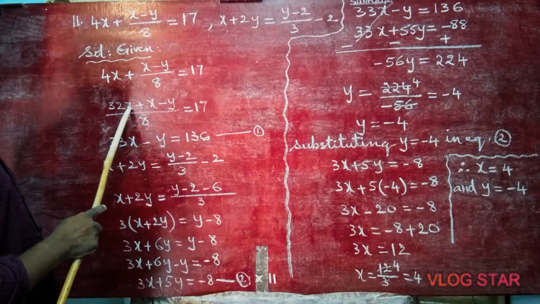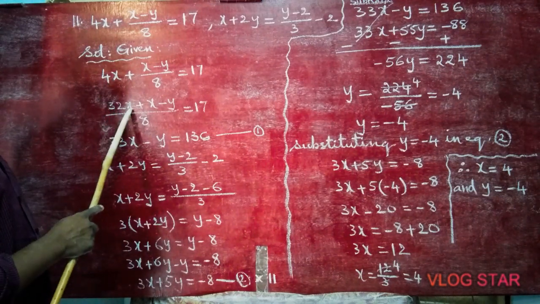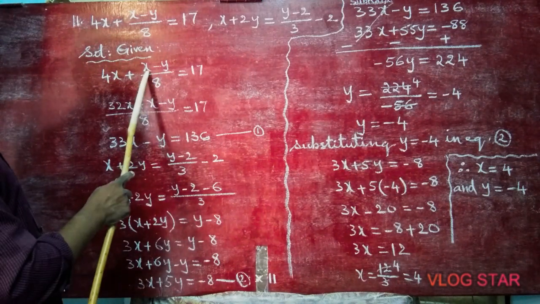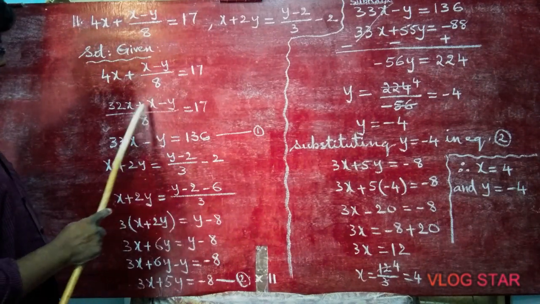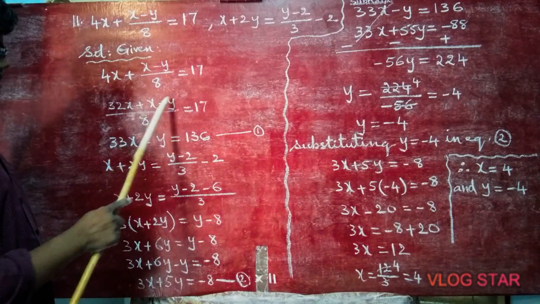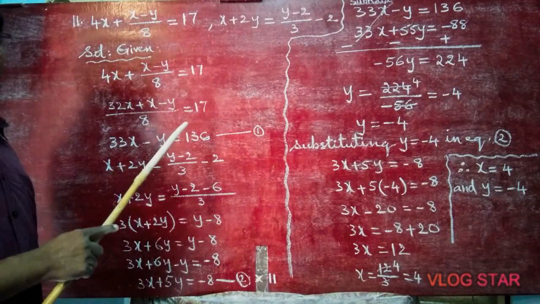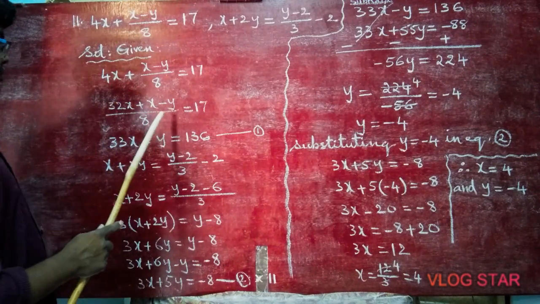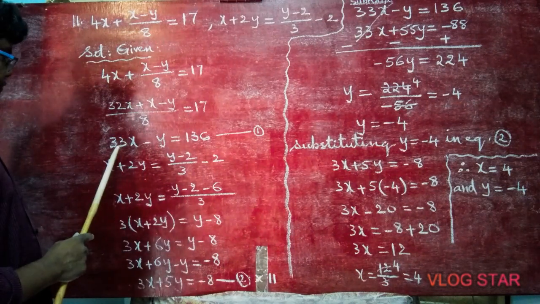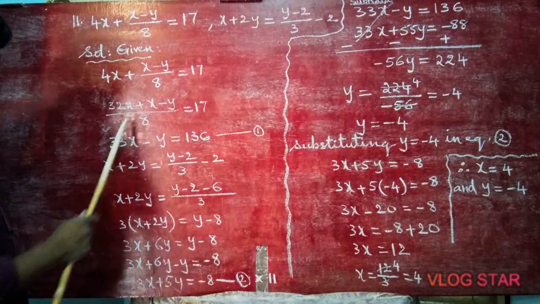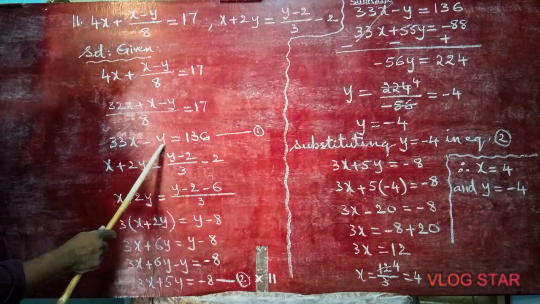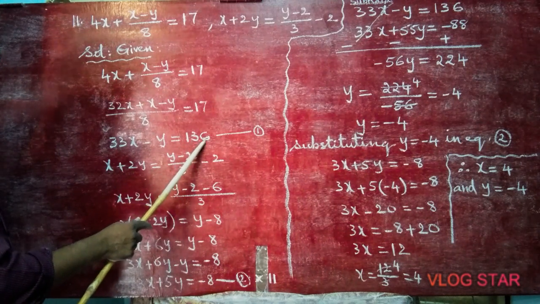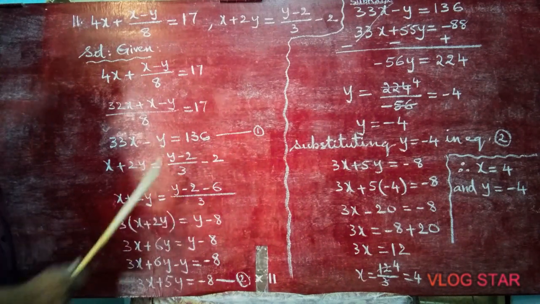8 4s are 32, so 32x plus, as it is, because 8 goes in 8 one time, 1 into (x minus y) is x minus y only. Here plus is there, no need to put a bracket. If you put it also, or if you are not putting it also, no problem. For minus, compulsory you have to put a bracket. Is equal to 17. Now 32x plus x is 33x minus y is equal to 8 17s are 136. This is equation number 1.